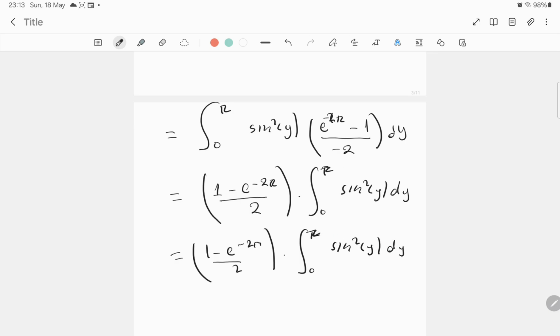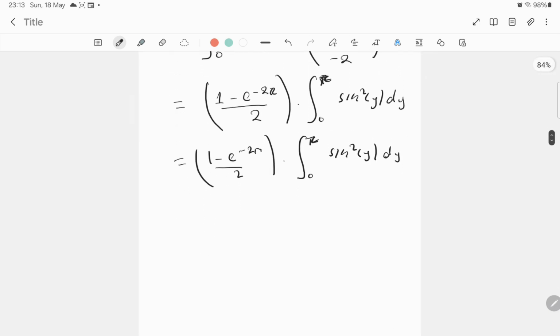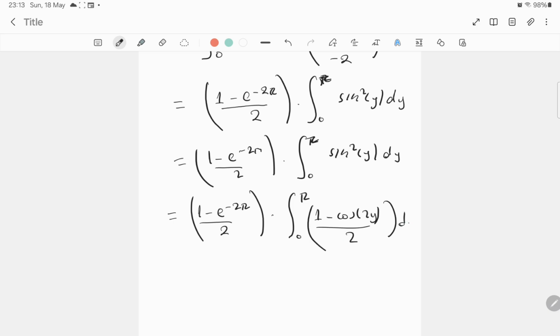That's pi here, it looks like r. My pi is not very good. So that's going to be (1 minus e to the minus 2 pi) over 2 times the integral from 0 to pi of sine squared of y, which is (1 minus cos 2y) over 2, dy.